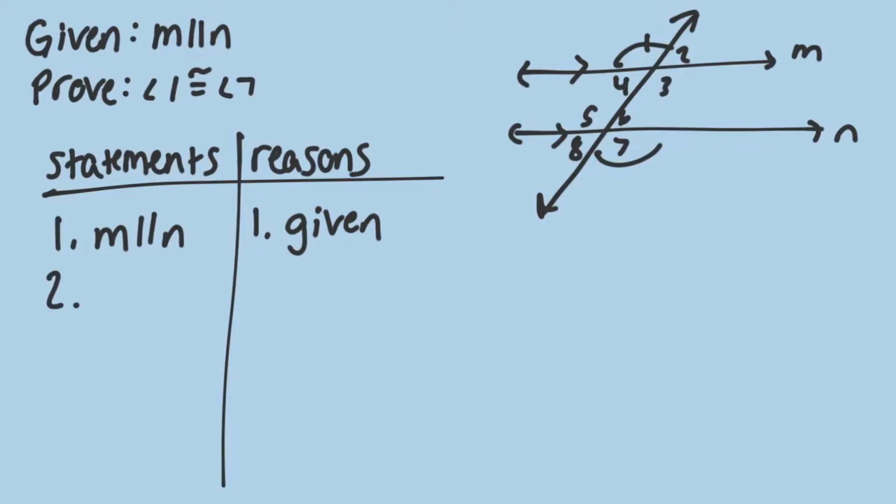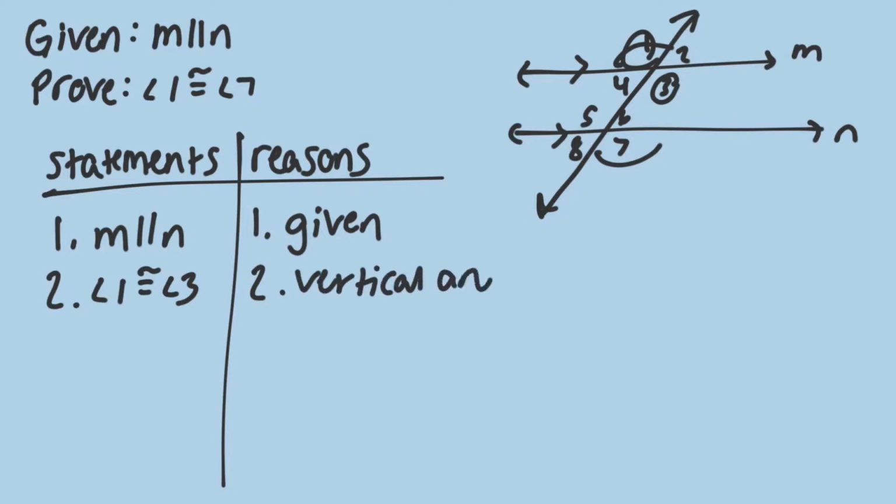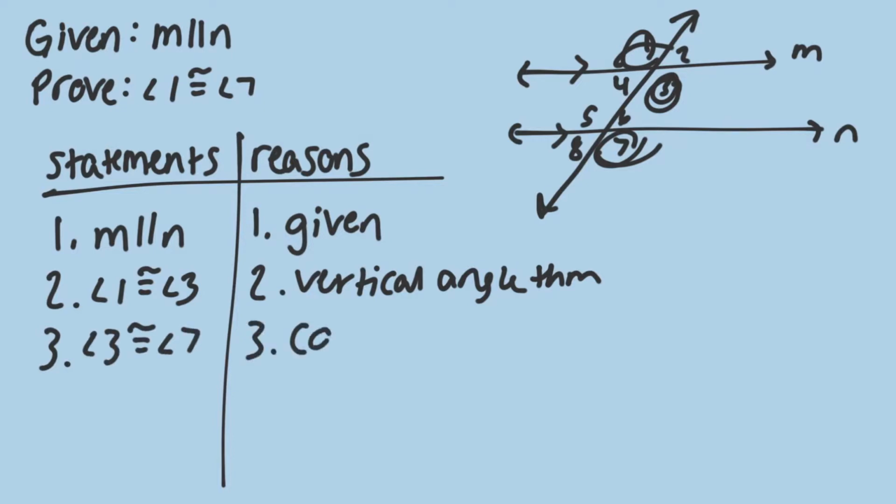I'm going to connect angle 1 and 3. So angle 1 is congruent to angle 3. That's because they're vertical angles. Vertical angle theorem. And then we want to try to connect 3 to 7. 3 and 7 are corresponding angles. So angle 3 is congruent to angle 7 because of the corresponding angle theorem.